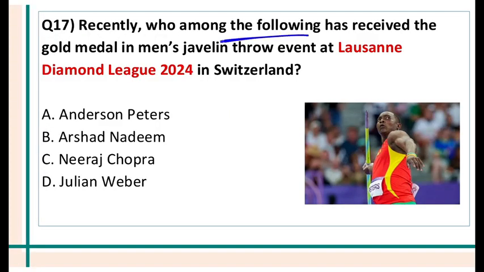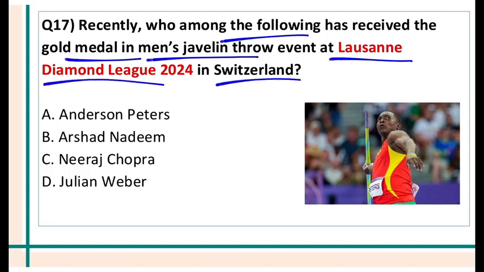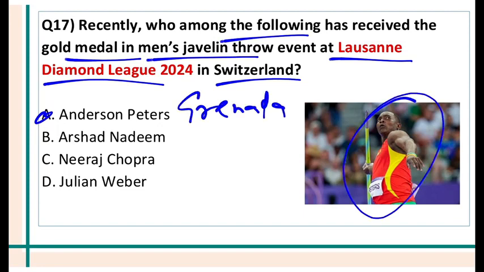Who among the following has received the gold medal in the men's javelin throw? This event happened at the Lausanne Diamond League in Switzerland. It was Anderson Peters from Grenada. He was also the winner of the bronze medal in the Olympics. Arshad Nadeem was the gold medal winner and Neeraj Chopra was the silver medal winner. But now Anderson Peters from Grenada finished number 1.